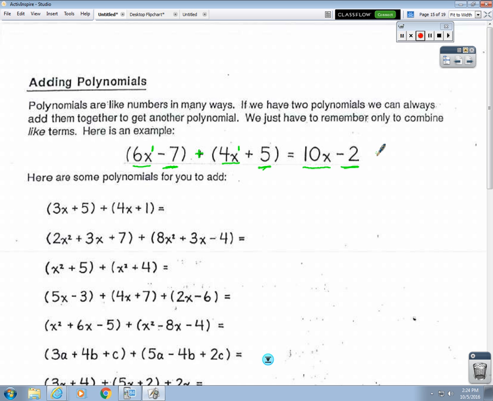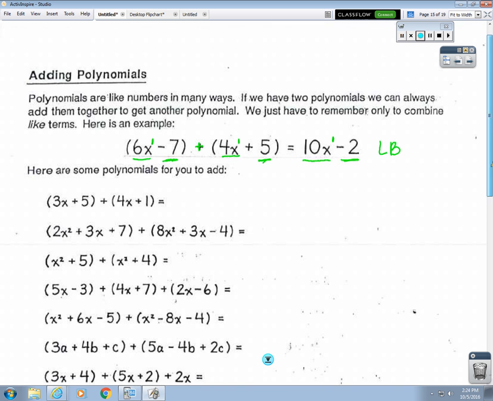Now for practice, we need to also name it. What is its first name? What degree is it? 1, which makes its first name linear. And then the last name comes from its number of terms. How many terms does it have? Which makes it, so you can just write LB like that instead of writing it all out. Linear binomial. Okay, next question.